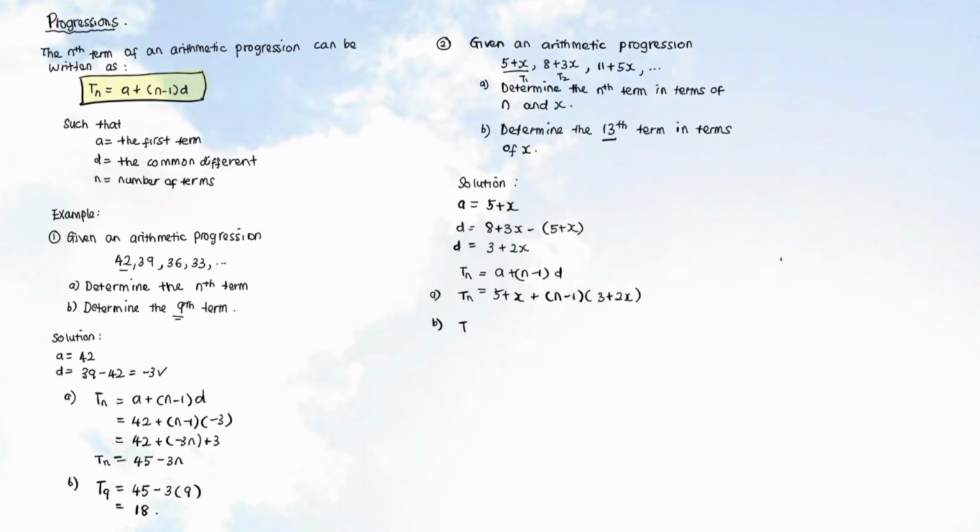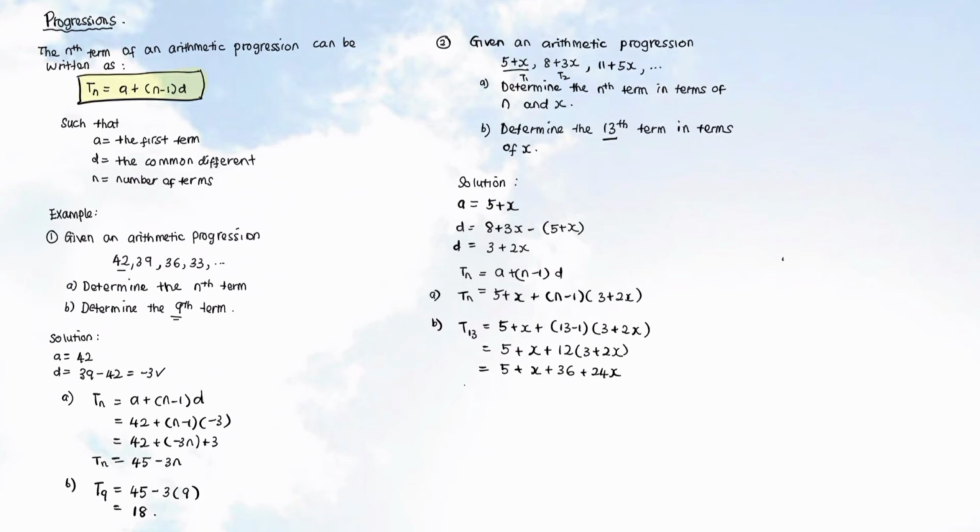For B, to find T13, we just substitute n is equal to 13 into the formula we got in question A. Then we expand and simplify. Finally, we get the answer is 41 plus 25x.